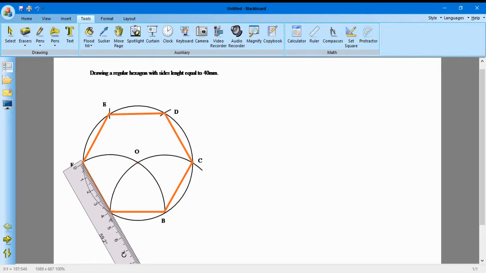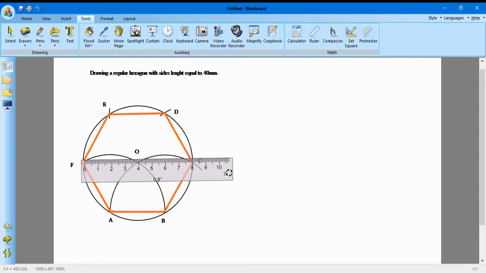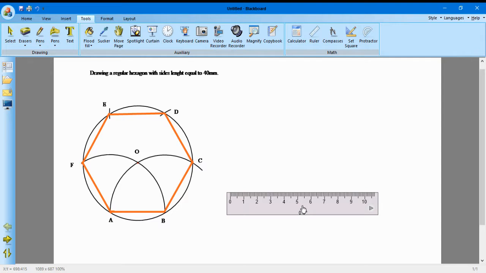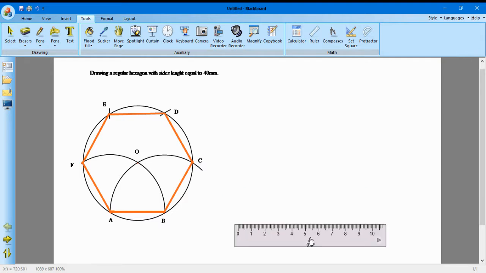40 as well. So all my side lengths are equal to 40 millimeters. Okay, so we already drew a regular hexagon given the side length equal to 40 millimeters. Now we're going to be doing the same hexagon, but this time we're going to be employing another method, where we do not use the set square. We use the set square.